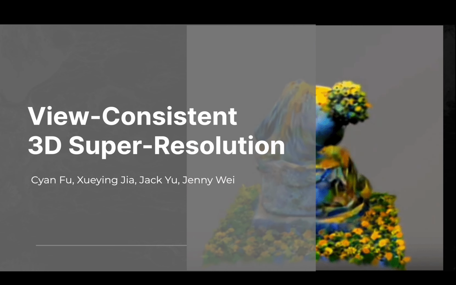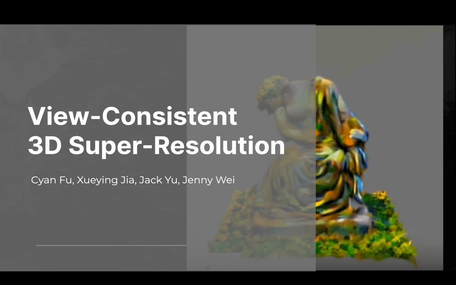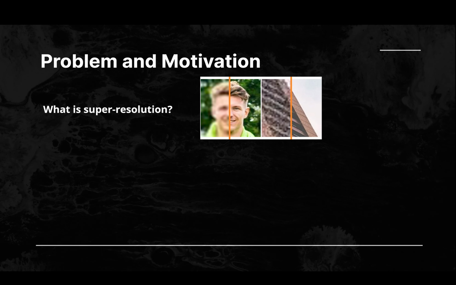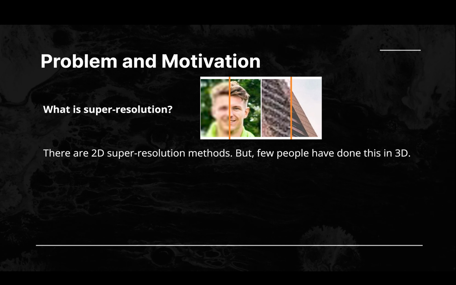Hello everyone, we are Team 36 and our topic is View Consistent 3D Super Resolution. So what is super resolution? It's basically transforming a blurry image into a sharp and clear detailed one. And we think if we can do this in 3D, it will be very helpful in industries like game development. And there are many 2D super resolution methods, but few people have done this in 3D.